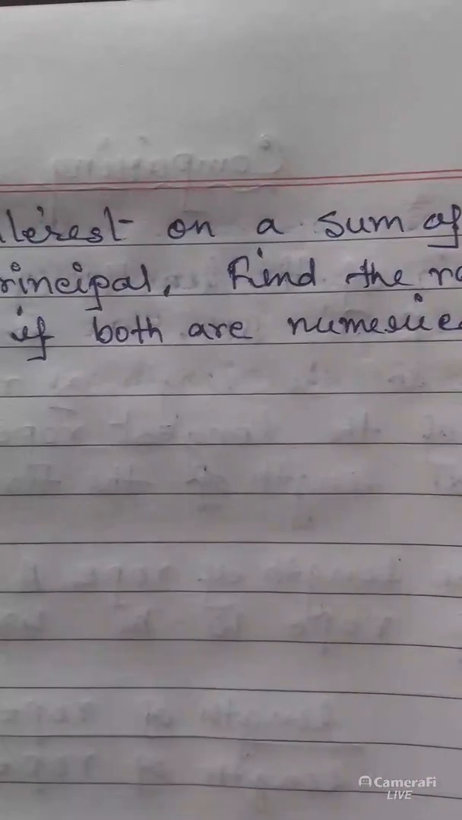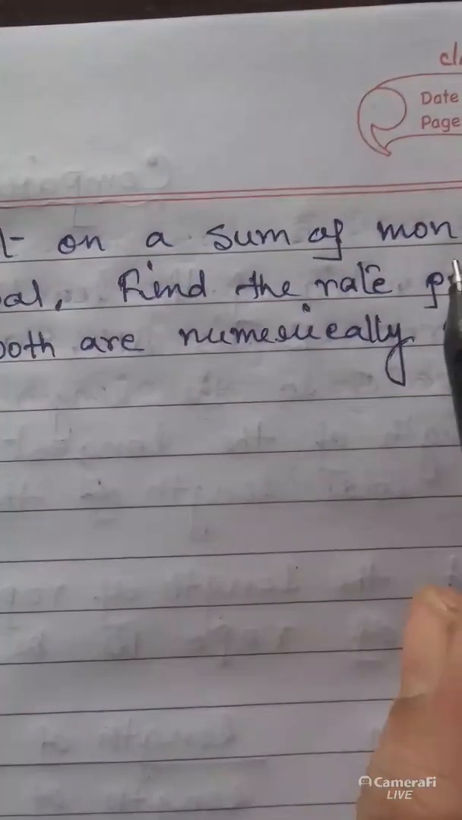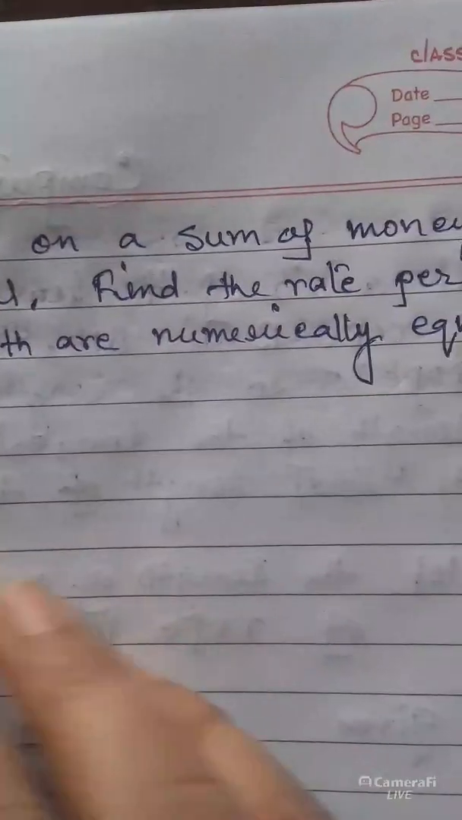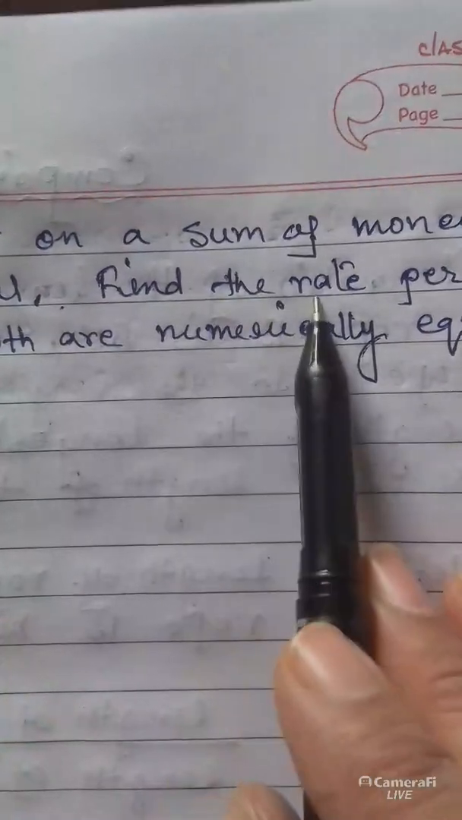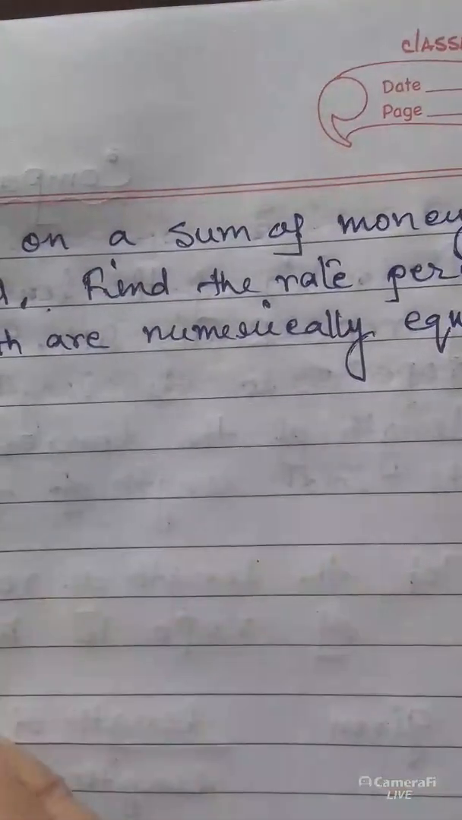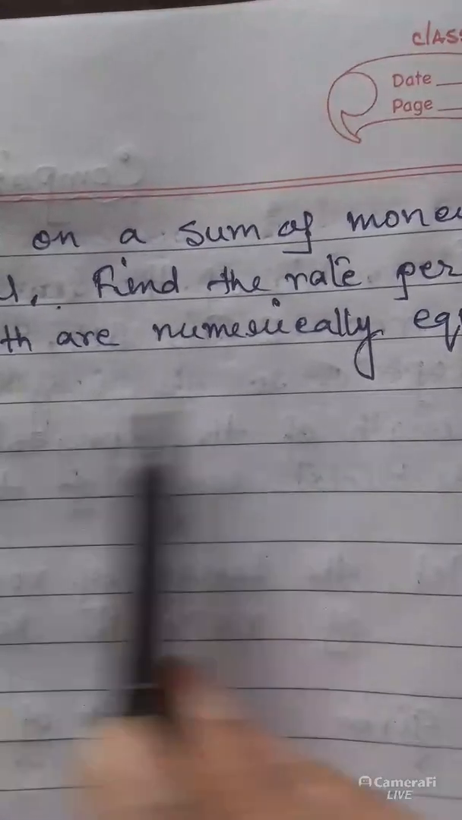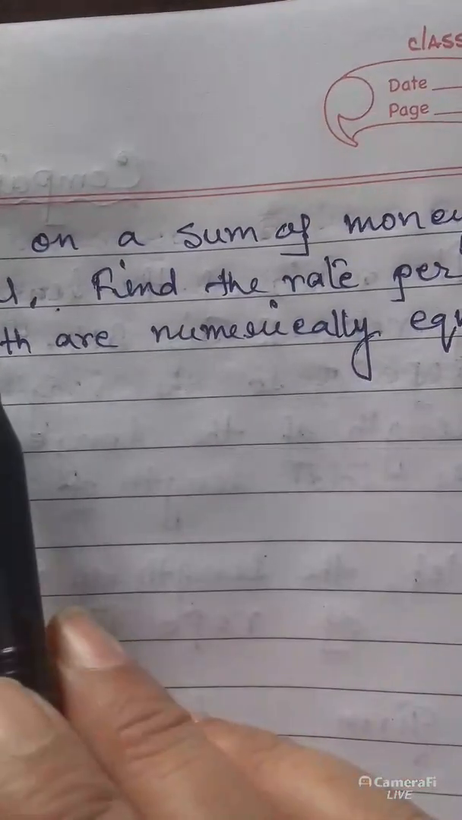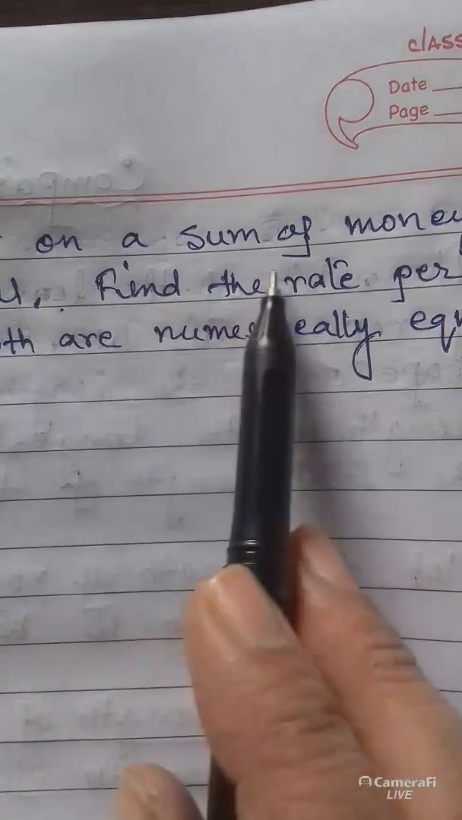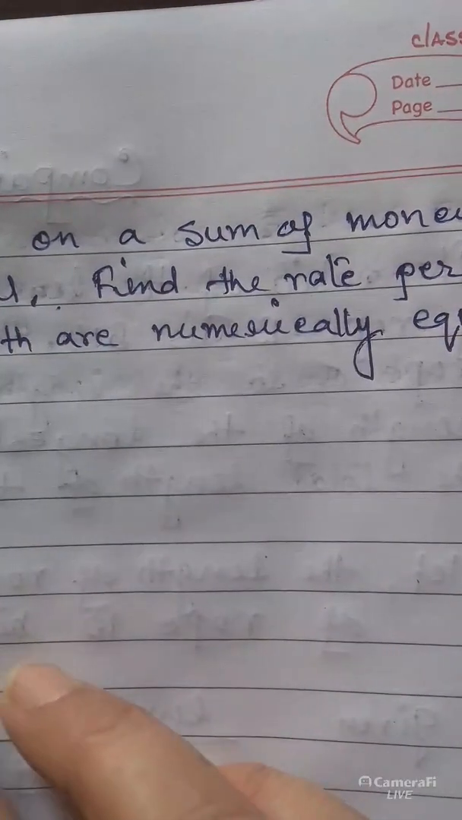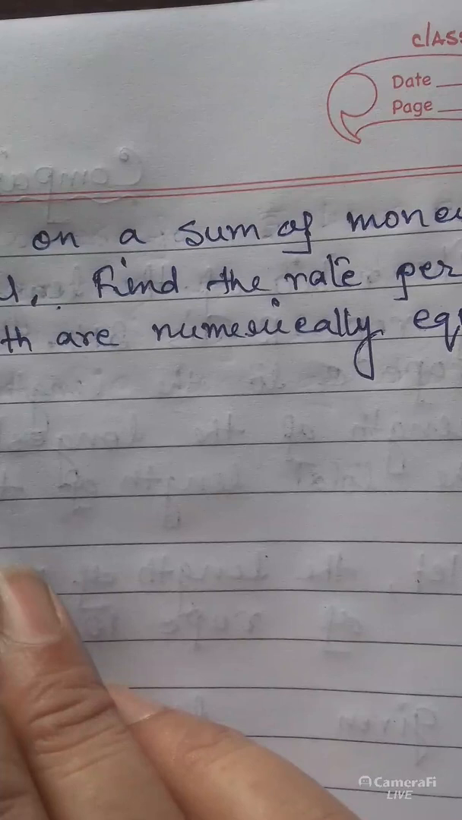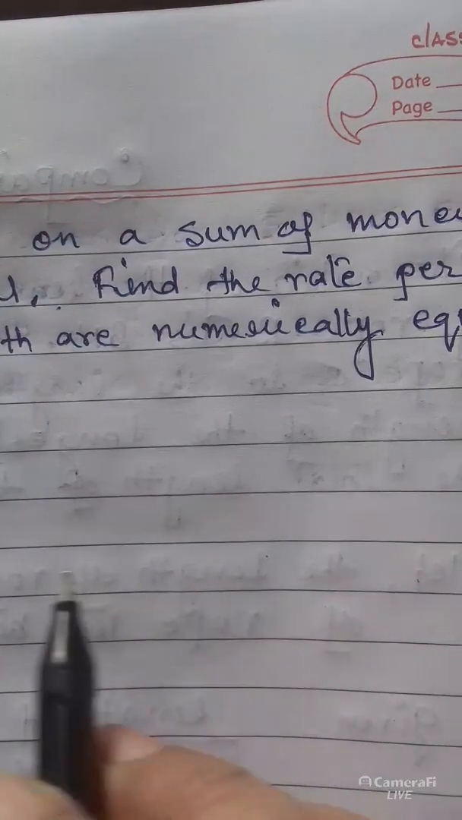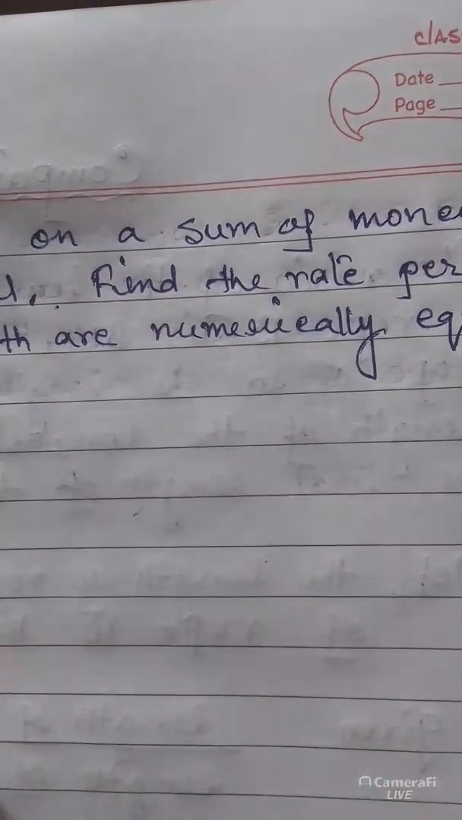The simple interest on a sum of money is 4 by 9 of the principal. Find the rate percent and time if both are numerically equal. It is given simple interest on a sum of money is 4 by 9 of a principal. Now we have to find what is the principal.